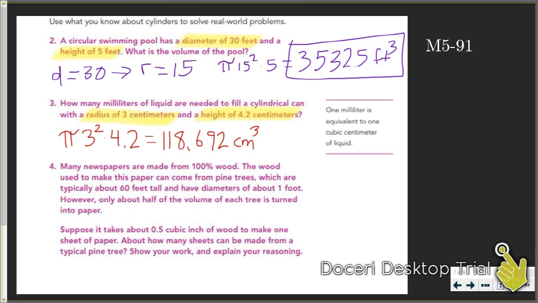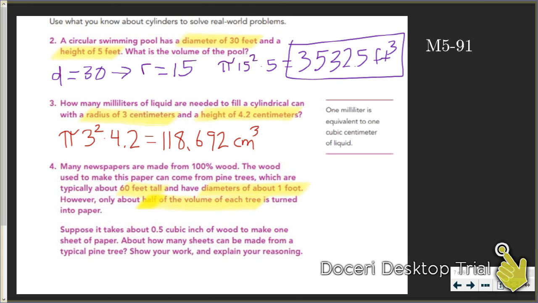All right, so a lot of things going on here, a lot of important information. Okay, so let's start up at the top. Many newspapers are made from 100% wood. Yeah, that's important, but that doesn't tell us anything about how to solve the problem. Now, when it gets down to telling us about how tall the tree is, yeah, that's important. So 60 feet tall, diameter of about 1 foot. Okay, that's important. Another thing that's important is only about half of the volume of each tree is used. So we're really talking about half of whatever volume we find. And that's to find out how much each tree produces. And then the second part of that is, suppose that it takes about half a cubic inch of wood to make 1 sheet of paper. Okay, so we'll get to that in a second.